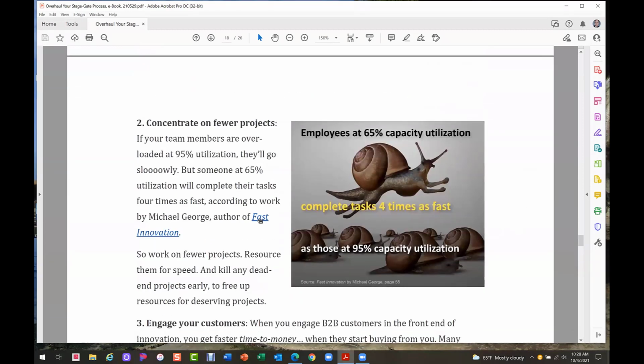Also, there's some really good work. If you haven't read this, check out Michael George's Fast Innovation. It's not a new book, but if you have an employee at 65% capacity utilization, well, who does that, right? Everybody's probably at like 99%. But if you can give them a little bit of breathing room, they're going to move a whole lot faster than if you absolutely stack them up with work so they can barely breathe.